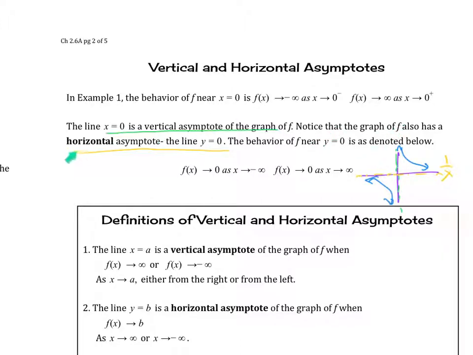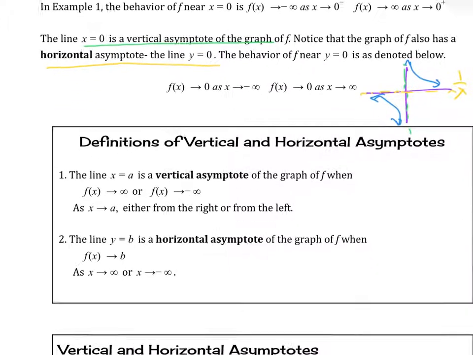It also has a horizontal asymptote at y equals 0. Another thing, let's talk about the behavior of f near y equals 0. So f of x approaches 0. It's approaching 0 as x approaches negative infinity, right? So it's going towards that 0 here on this side. Then f of x approaches 0 as x approaches infinity on the right side, right? It's getting closer and closer to that asymptote.